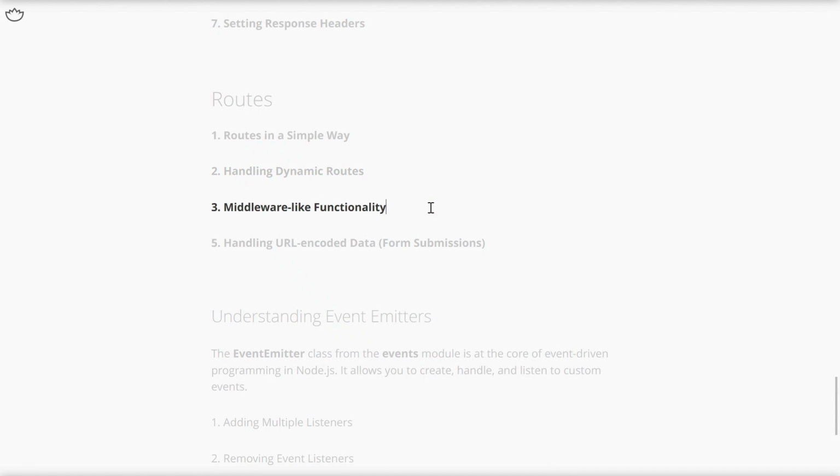Now we will see what middleware is and how to use it. Middleware is a concept where a function can be used to process incoming requests before they reach their final destination, and handle the outgoing response before it is sent back to the client. Middleware functions are often used for logging, authentication, validation, etc. So let's understand it with an example.